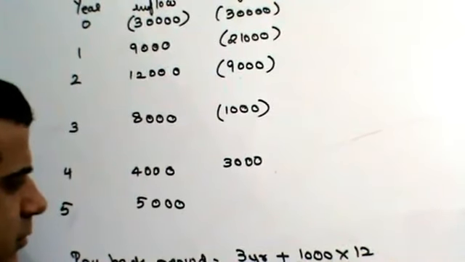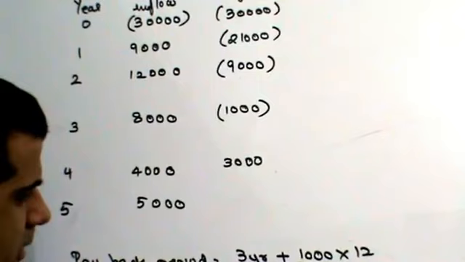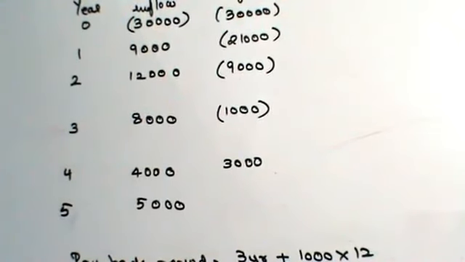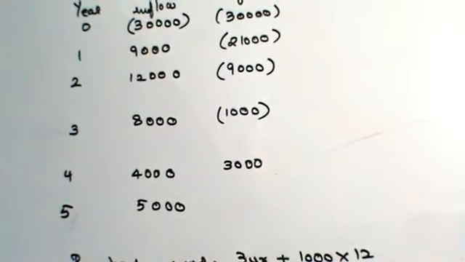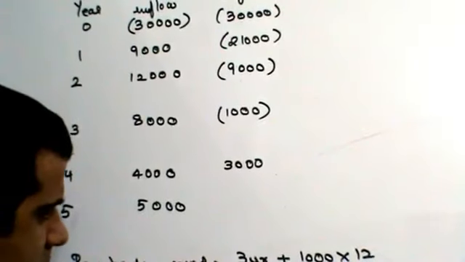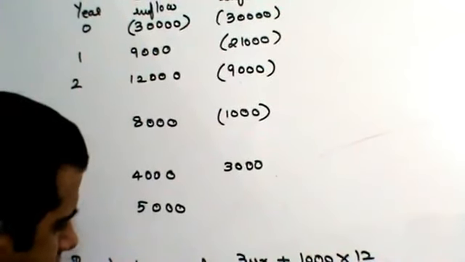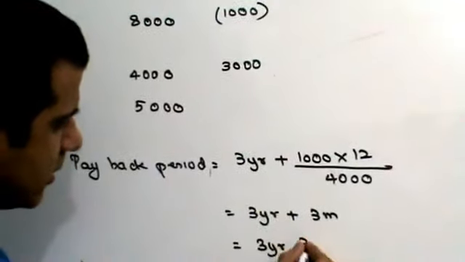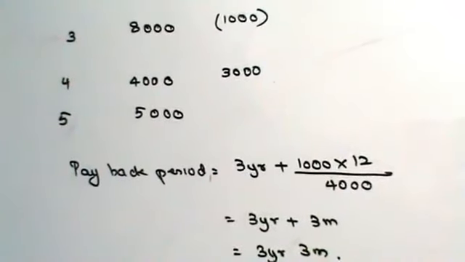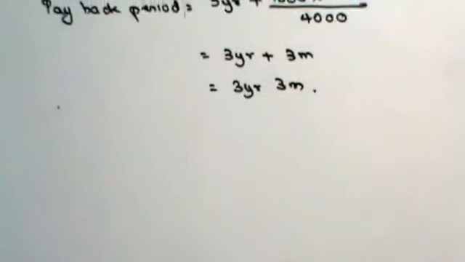That's 4,000. This is 3 years and this is going to be 3 years, 3 months. So payback period is 3 years, 3 months. Fine. Let's see another sum of this kind, guys.